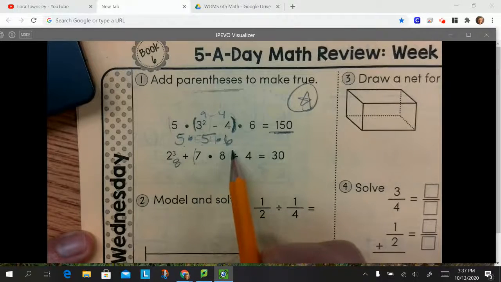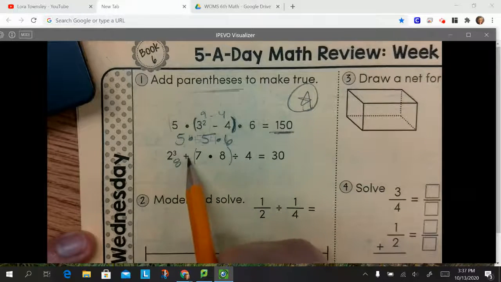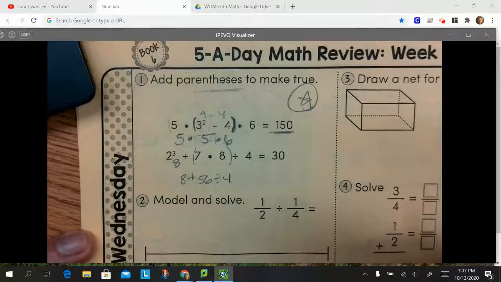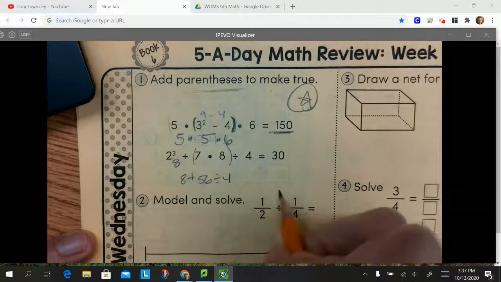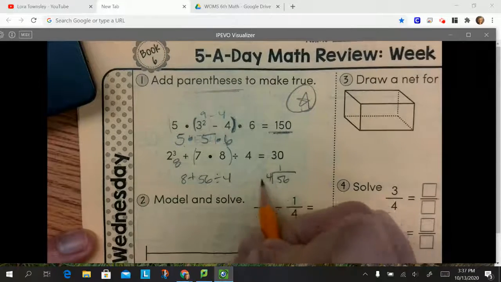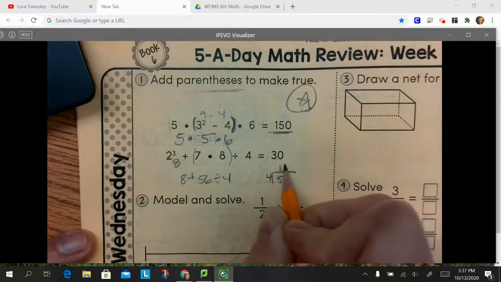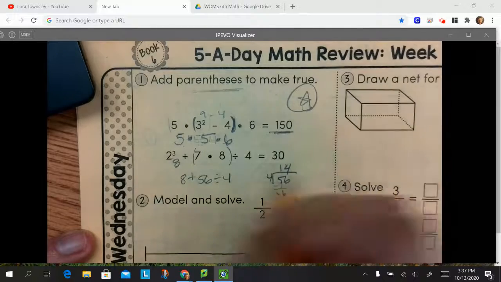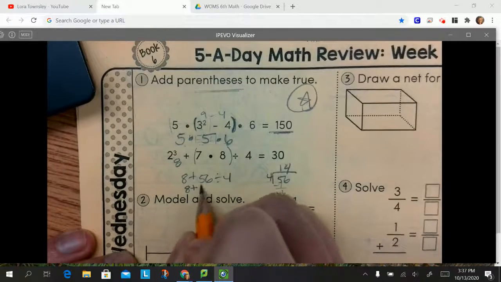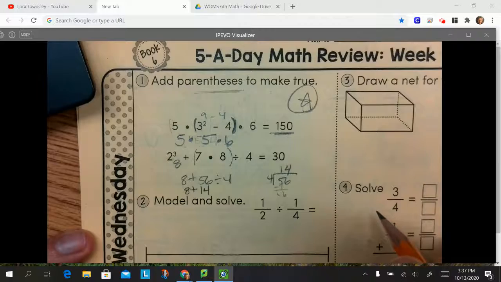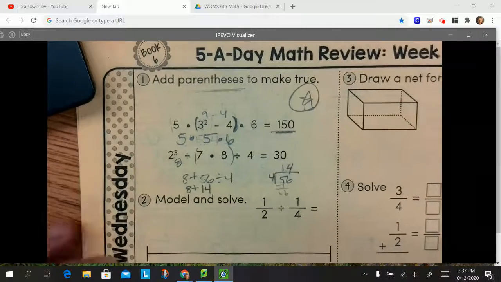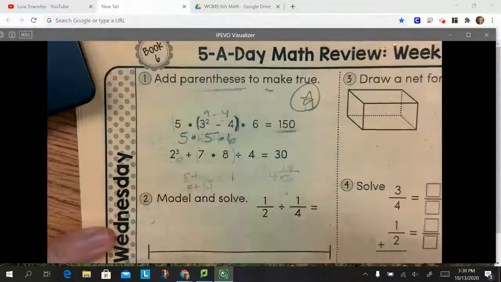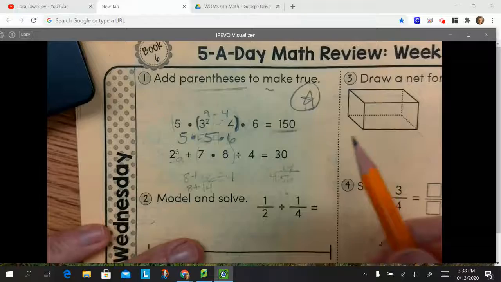I'm going to start here. I'm going to do this. I'm going to do 8 plus 7 times 8 is 56. So 8 plus 56 divided by 4. 56 divided by 4 is 14. So then it's 8 plus 14. Nope, that doesn't work. Try it again. This is normal. This always happens with these.